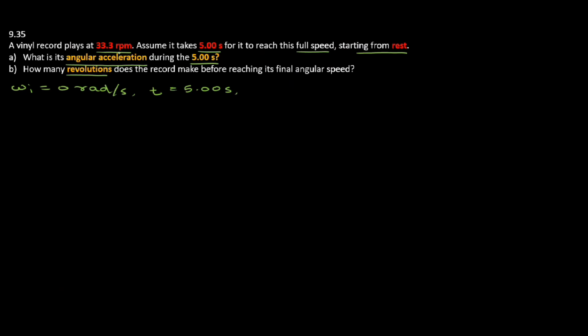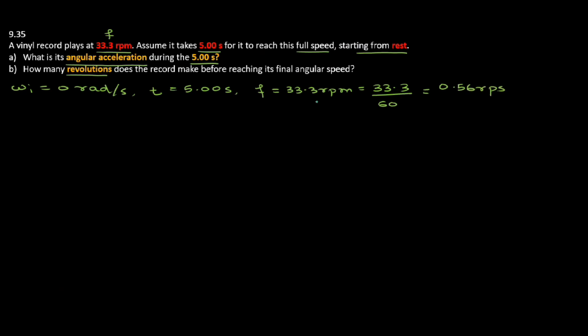Now revolutions per minute is the unit of frequency. So this is the frequency of the record at the highest speed. So I can write frequency f equals 33.3 RPM. We can convert the revolutions per minute to revolutions per second by dividing this term by 60, because every minute has 60 seconds. And after doing that, we get frequency as 0.56 revolutions per second.